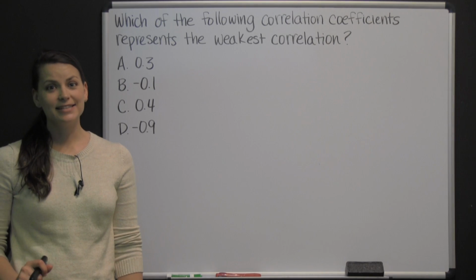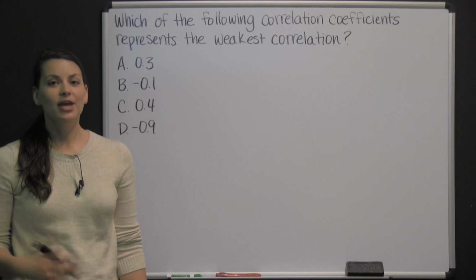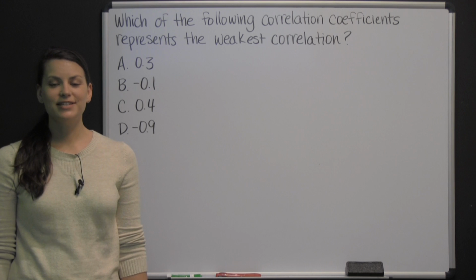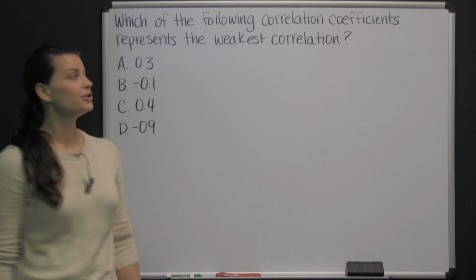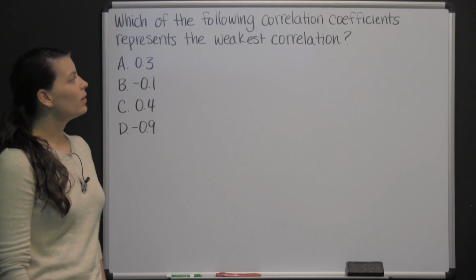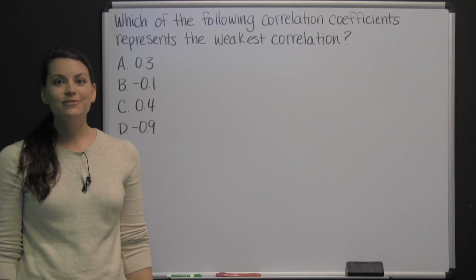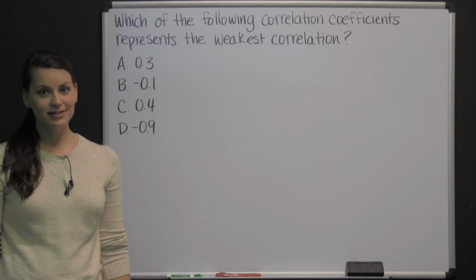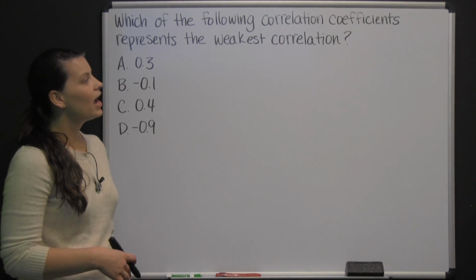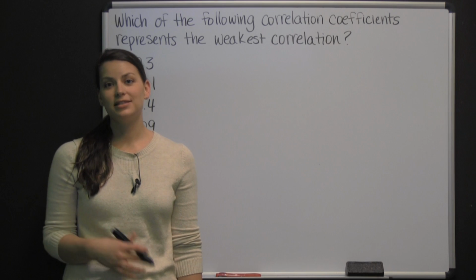The TSI test will test your knowledge on a variety of topics, including correlation coefficients. Here's a practice question for the TSI test concerning correlation coefficients. Which of the following correlation coefficients represents the weakest correlation? Well, first of all, you'd have to know what a correlation coefficient is. A correlation coefficient is used to describe how strong or weak a correlation is between two sets of data.